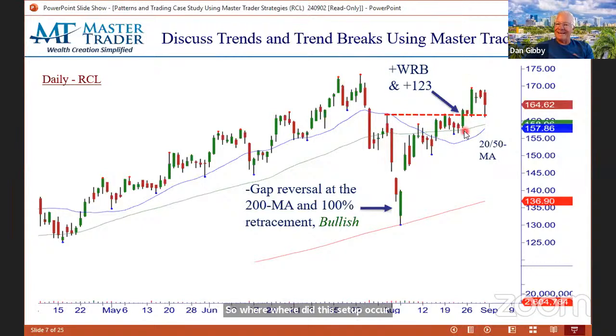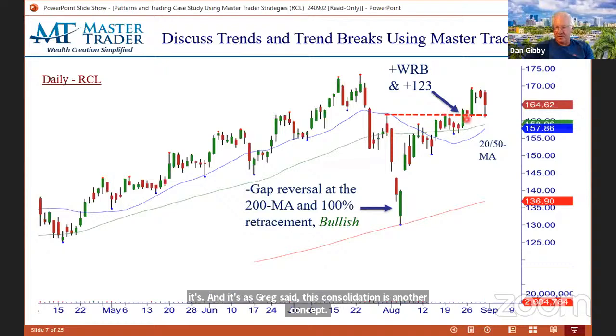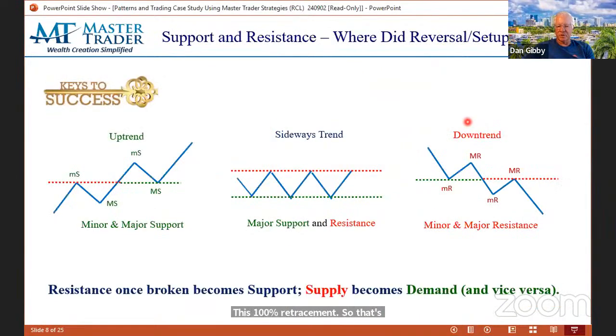Answer is igniting bar from bullish consolidation with this blue dot being major support. We want all of our 1, 2, 3 setups to be from consolidation, not far from the 20. So check, it meets that. And as Greg said, this consolidation is another concept, this 100% retracement. So that's a bullish breakout.